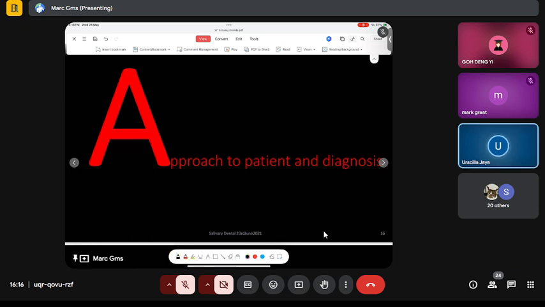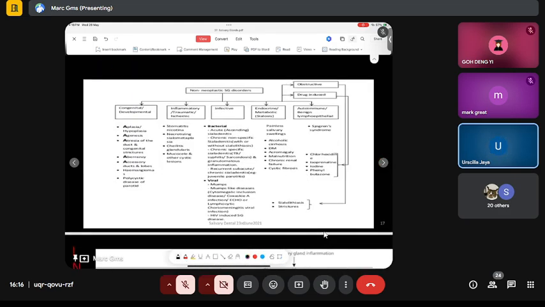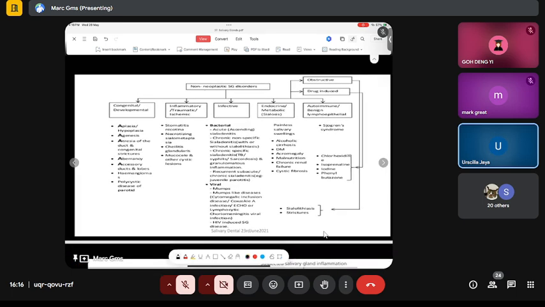Okay, so approach to patients and how do we diagnose these patients? Okay, so approach.